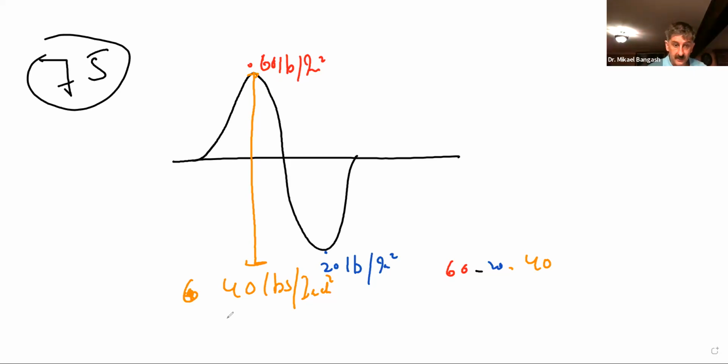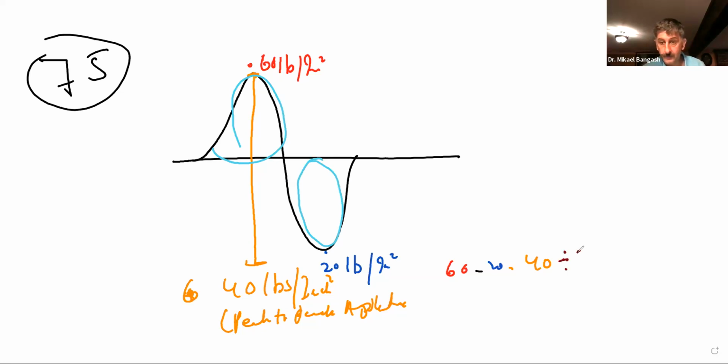But we can also talk about the peak to peak amplitude. What value do we have here? That is going to be the average of 40, so we divide it by 2, and that gives us a total of 20 pounds per square inch.